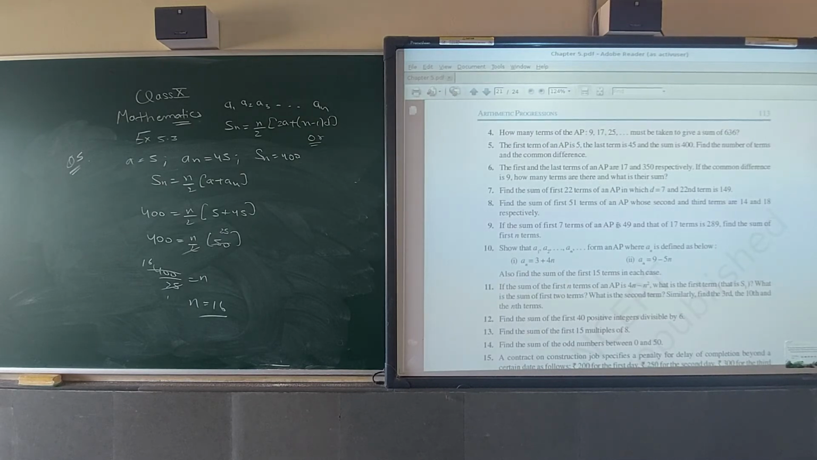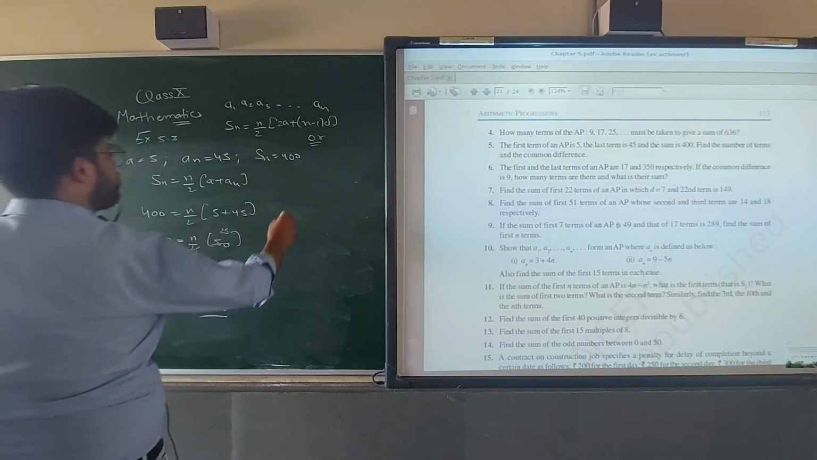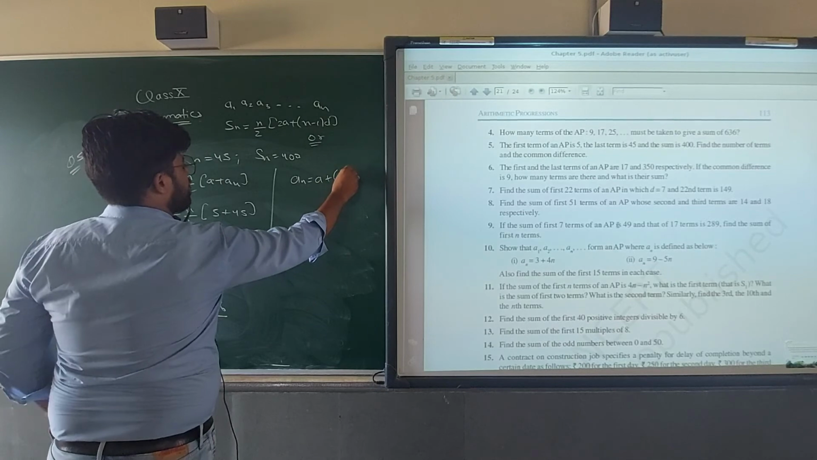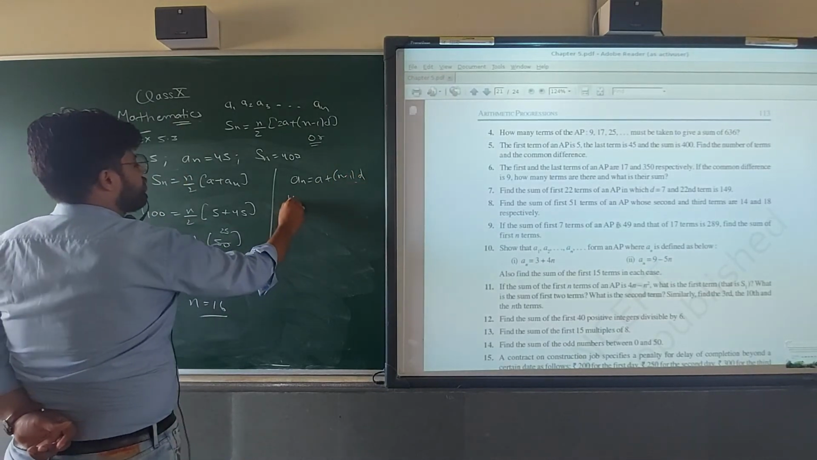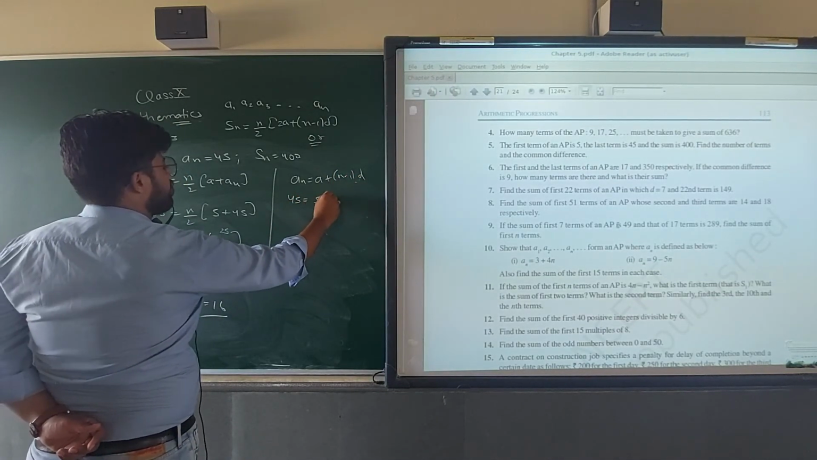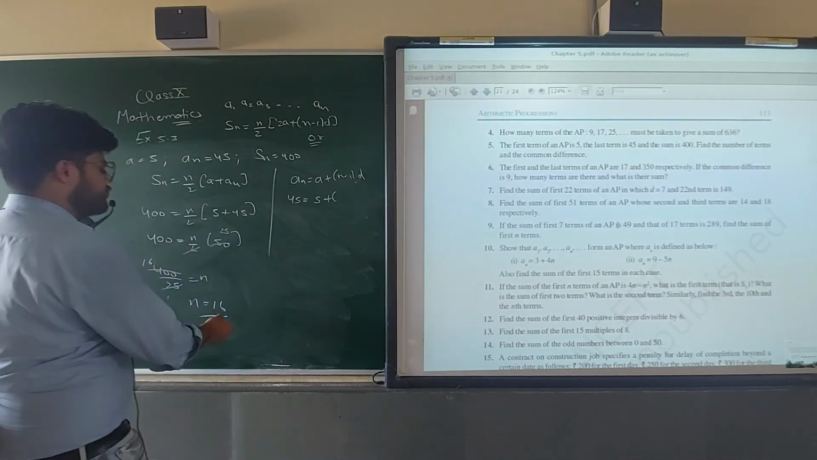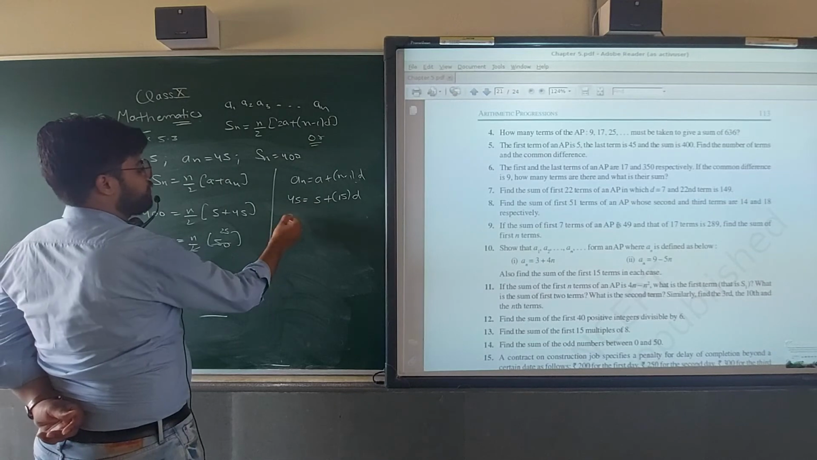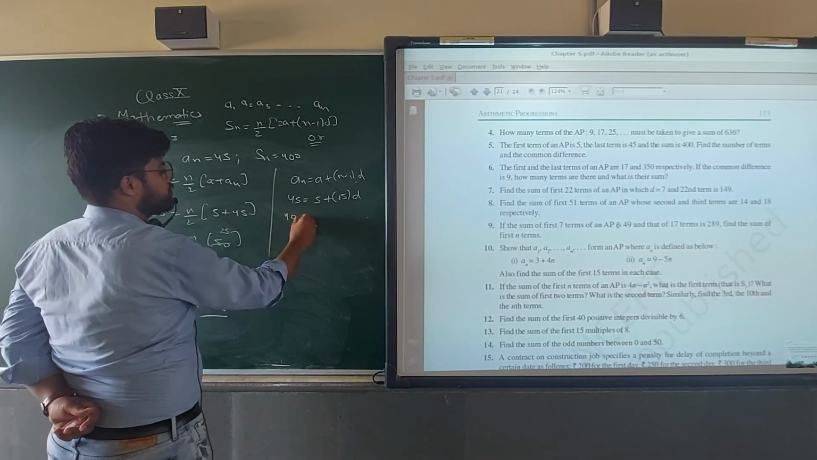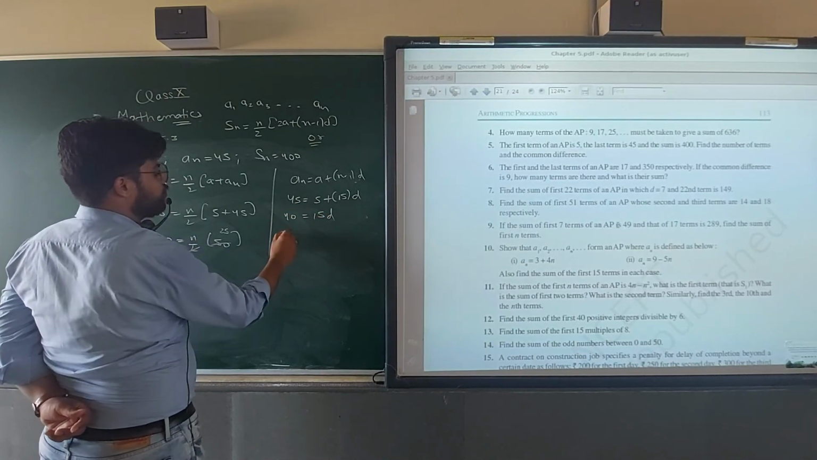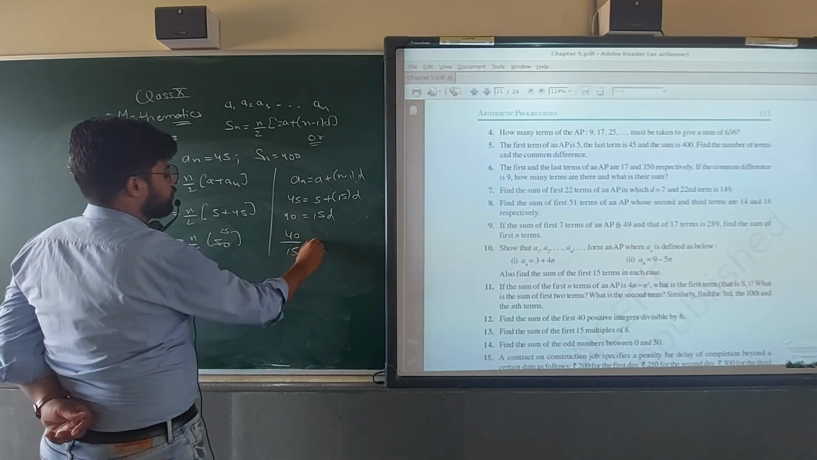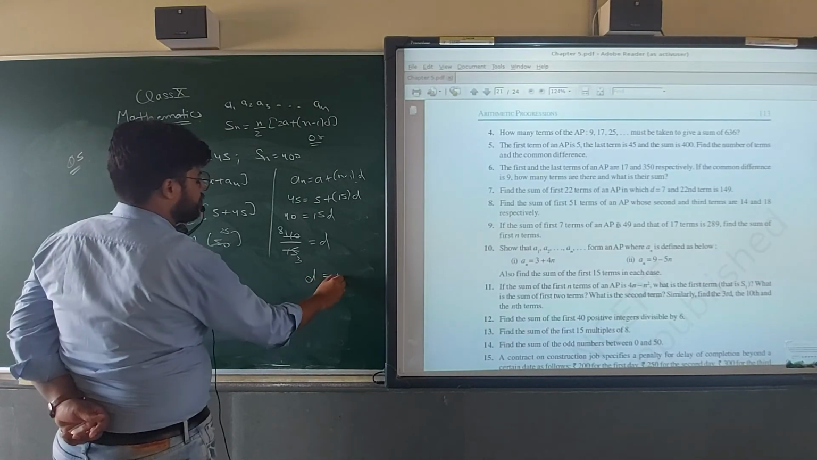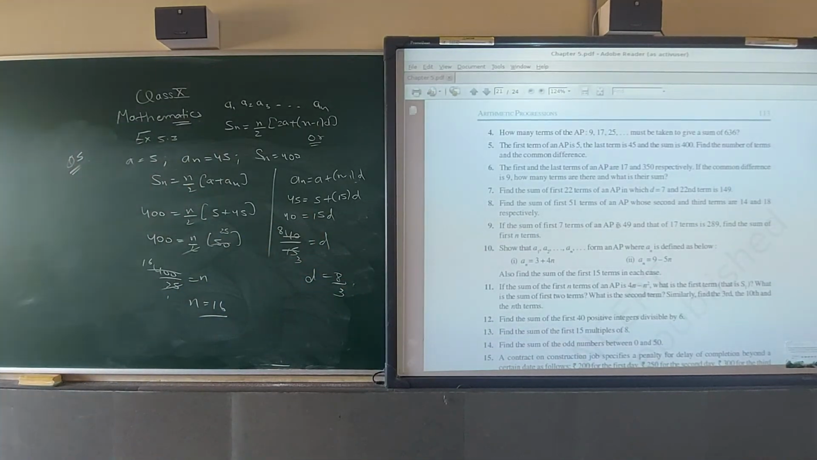Now we have to find the common difference also. Then apply the formula of an: a plus (n minus 1) d. an is 45, a is 5, n is 16, 16 minus 1 is 15 d. Okay, 5 will come here, 45 minus 5, 40 is equal to 15 d. 15 will go to the other side because it is multiplied. So 5 8s are 40, 5 3s are 15. So the value of d is what? 8 upon 3, and this is the answer.